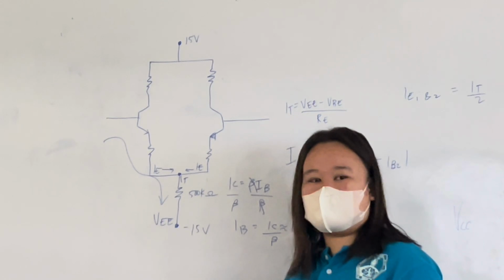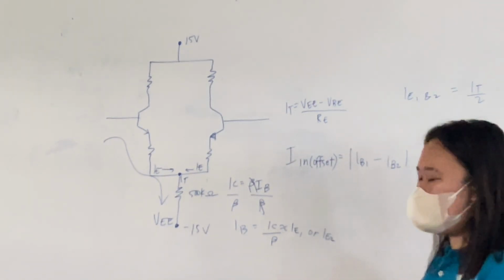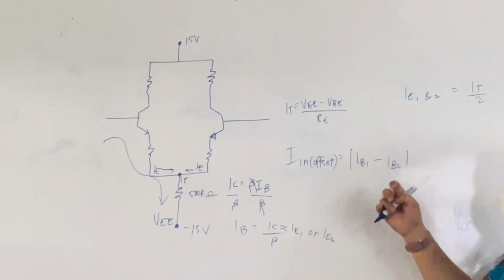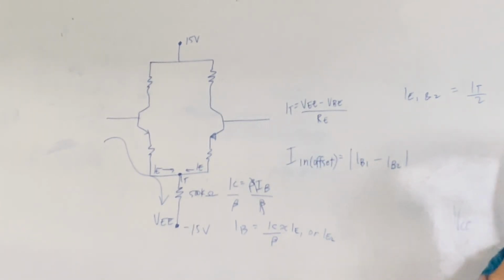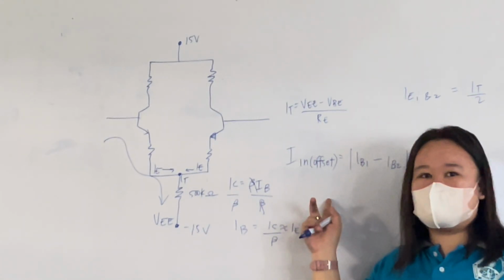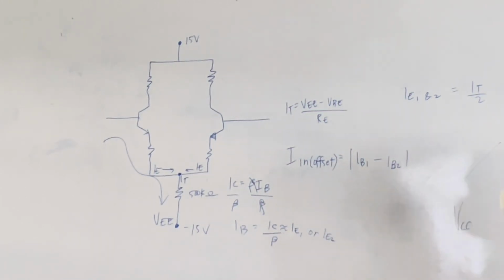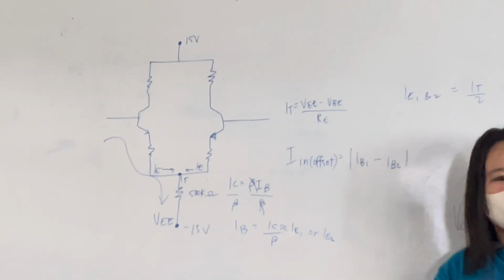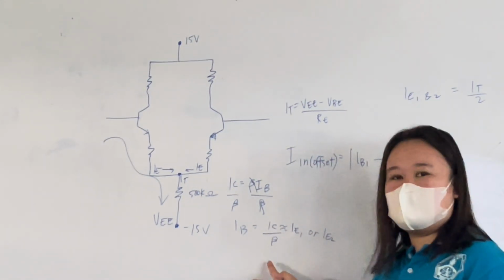Hello, are you still with me? Okay. So we need to solve. For example, in input offset current, I will list all the formulas for input offset current. If there is a given, use it first. If there is no given, we cancel them. That is the formula.